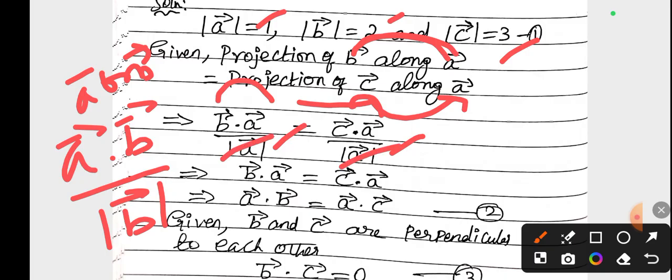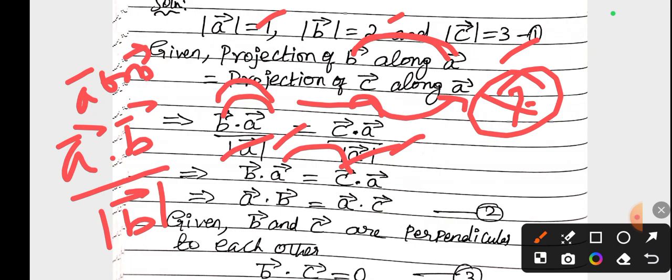Magnitude of A you remove. So B vector dot A vector equal to C vector dot A vector. It's not in the book, so important. Kindly note, this question is not in the book, but asked in board exam, so important. So A vector dot B vector and A vector dot C vector are equal.